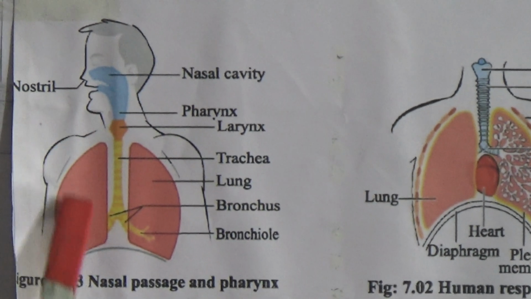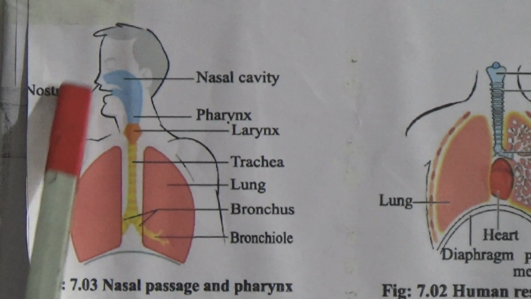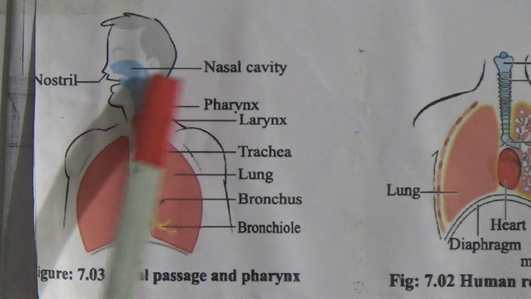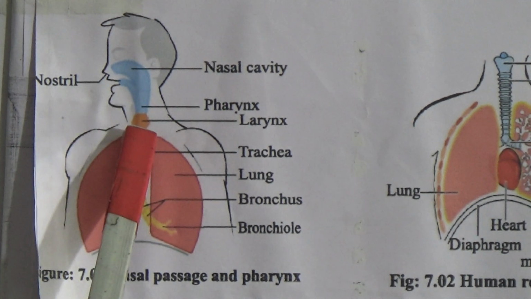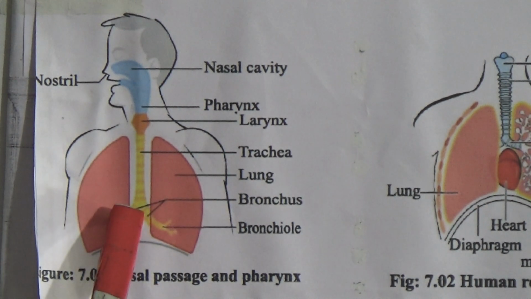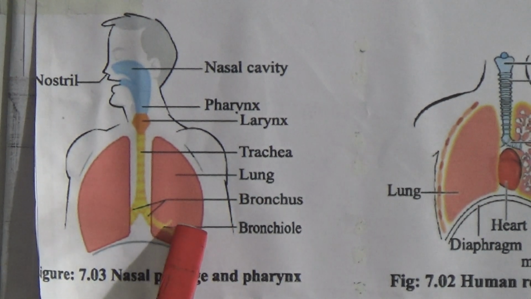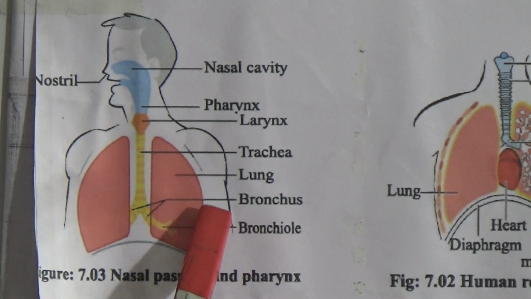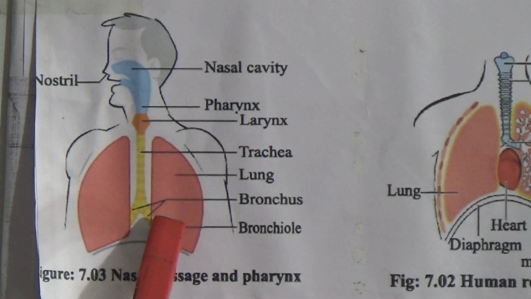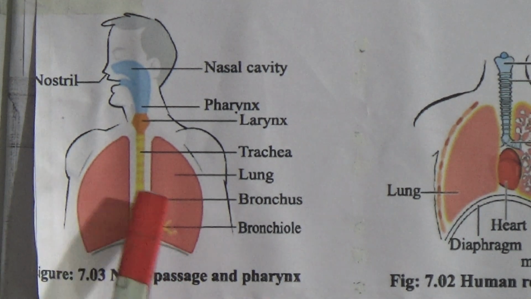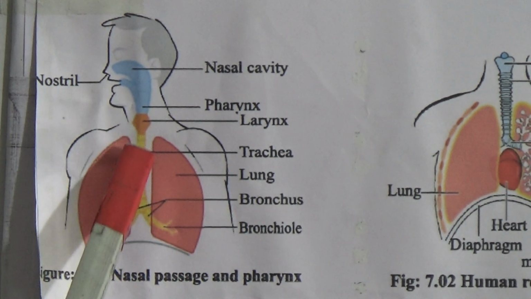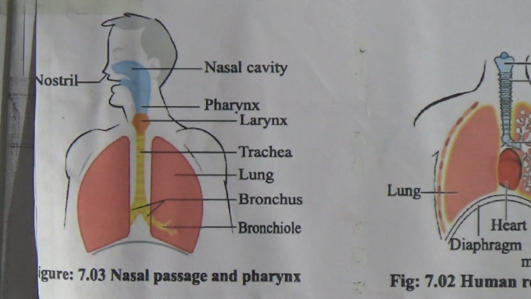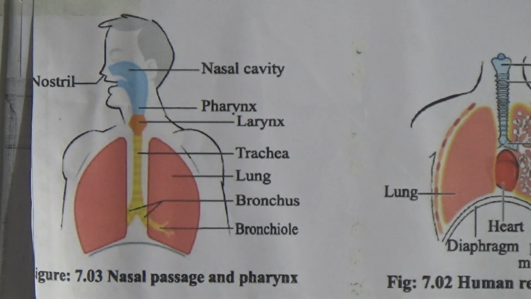Oxygen goes through the nostril, and then nasal cavity, nasal passage, nasopharynx, trachea, then bronchus, and after that bronchioli and alveoli. And again carbon dioxide goes from alveoli to bronchioli, then bronchioli to bronchus, bronchus to trachea, and trachea to nasopharynx, nasal passage, and nostril. So this is the flowchart of the respiratory system.